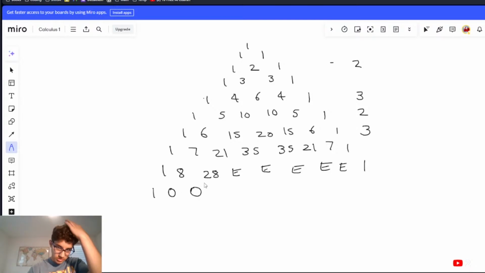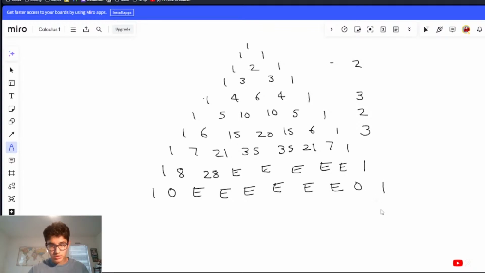I know it looks like a 0 but it's not supposed to be. This will be even, this will be even, this will be even, sorry, this will be even, this will be even, this will be even, this will be odd, this will be 1. So I guess that's it then, right? That's 10 rows. There was definitely a faster way to do this, but I guess it's fine.